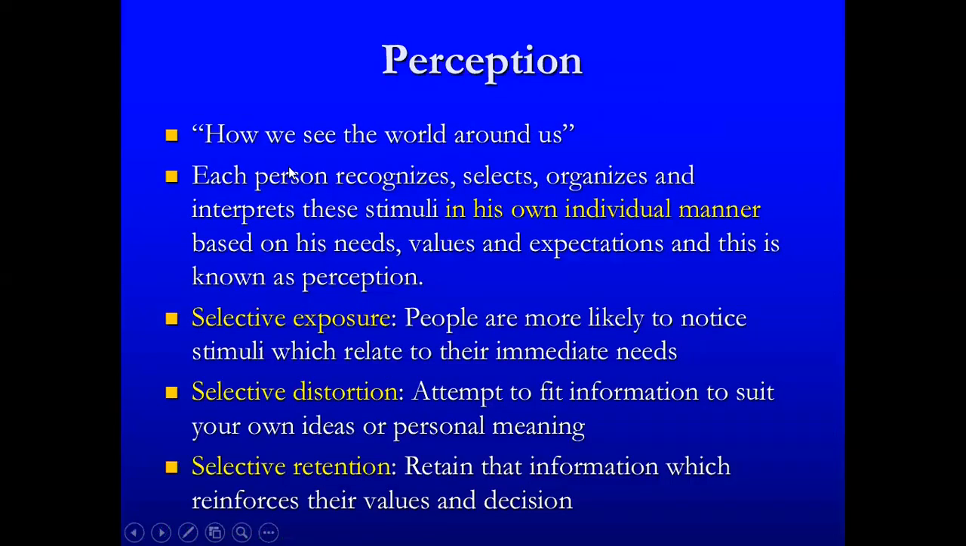Then perception. Perception is, as we know, how we see the world around us. Each person recognizes, selects, organizes, and interprets these stimuli in his own individual manner based on his needs, values, expectations, and this is known as perception. Some important terms are selective exposure. People are more likely to notice stimuli which relate to their immediate needs. Selective distortion, attempts to fit information to suit your own ideas or personal meaning. Selective retention, retain that information which reinforces their values and decisions.